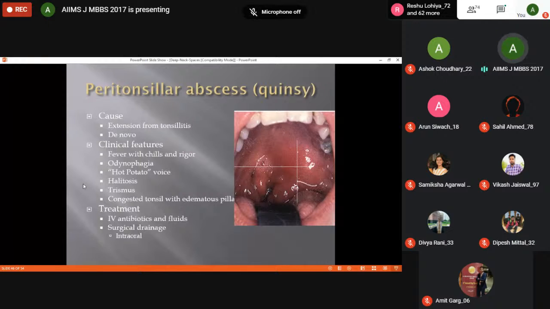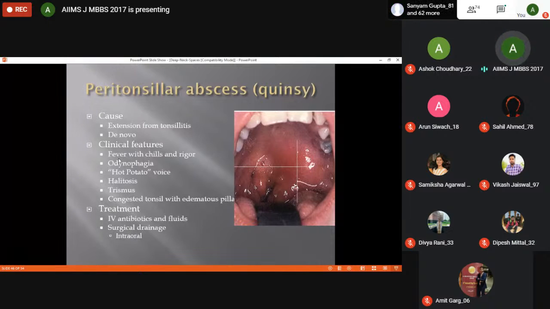Then the quinsy, where you can see in this area the tonsil is bulged, but you can see the mucosa is edematous, red, congested, and the uvula is also congested. Basically, why does this happen? Because the abscess is not in the pharyngeal space; it is between the tonsil and the superior constrictor muscles. So basically, it is caused by extension of the tonsillitis, or de novo, no idea.